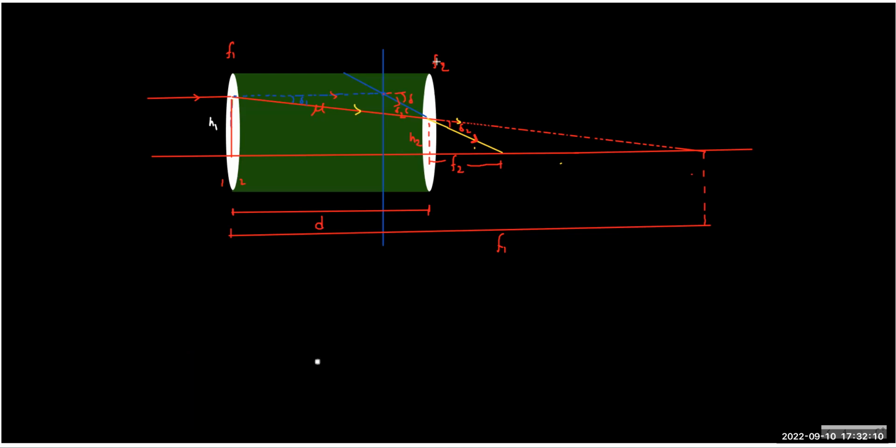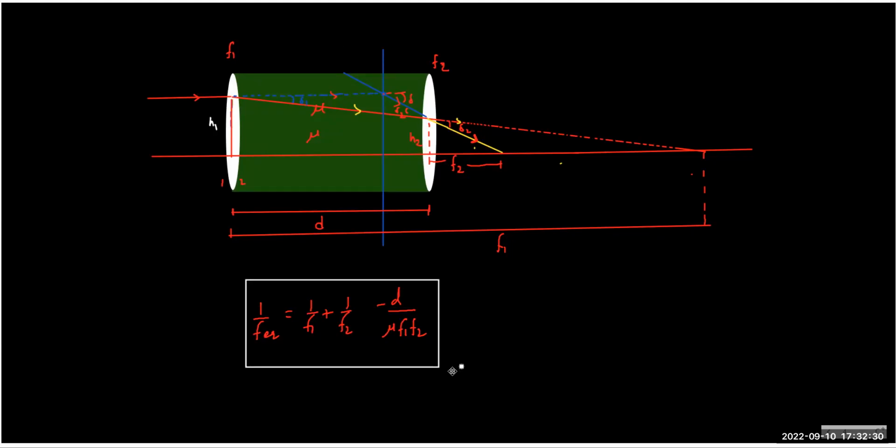It is something interesting. Anyway, what you can remember is when the medium is filled with some liquid, then the 1 by F equivalent formula will change. It becomes 1 by F1 plus 1 by F2 minus D upon mu F1. This is the formula given in Irodov actually. I thought of deriving it, but I'll derive it whenever I'm free. So for a medium filled between the lenses, we can use the formula directly.